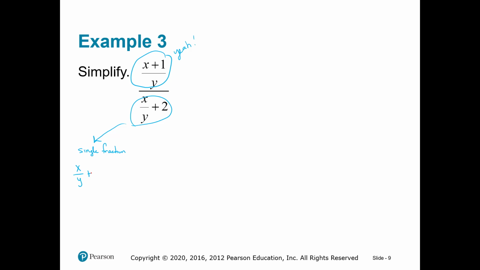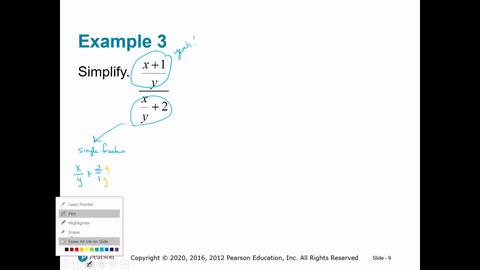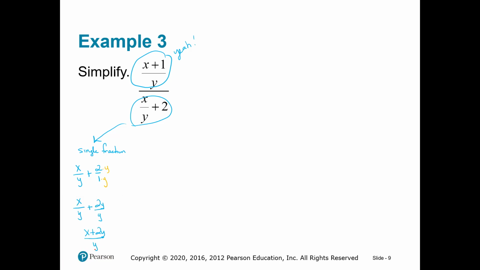So I have x over y plus 2 over 1, right? And remember, you need these denominators to look exactly the same, don't you? Well, it looks like fraction number 2 is just missing a y on the bottom, which means I need a y on the top. Agreed? Which means we have x over y plus 2y over y. And since the denominators are the same, we have x plus 2y over y. Do you agree?